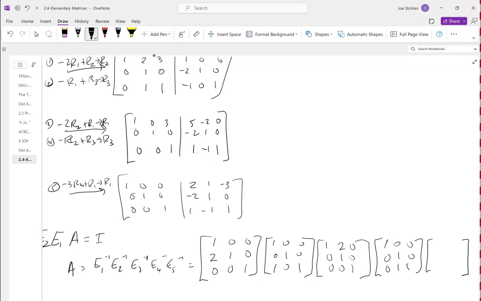What's the last one look like? Good. Because we're going to add 3 row 3 to row 1. So remember again, to create the elementary matrix, you're always starting with the identity matrix and performing the row operation to that. So again, every single one of these should be one row operation away from the identity matrix.